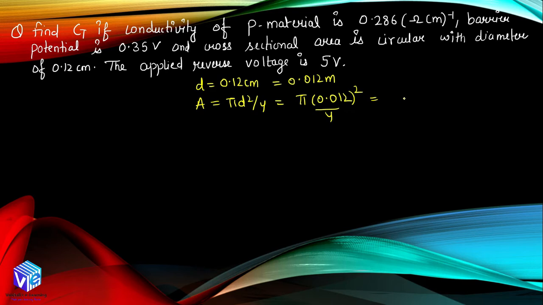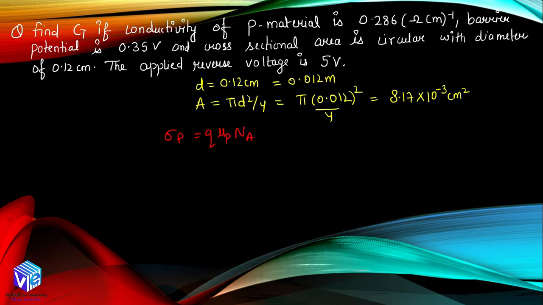So if you simplify it, you can use your calculators. So it will be equal to 8.17 into 10 raised to power minus 3 centimeters square, right? So now another parameters are also given. We are given with the conductivity, right? So conductivity's formula is sigma P is equal to Q mu P into Na, right? So from this formula I can find out what is my Na.